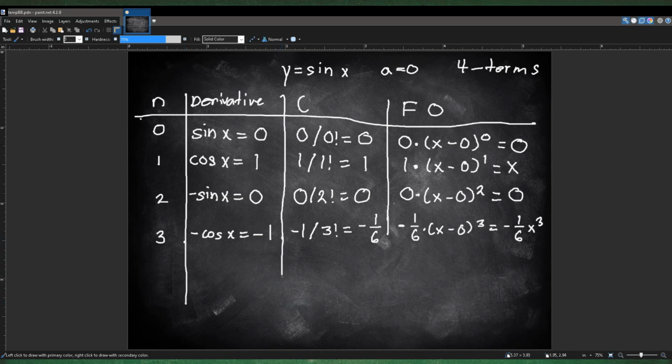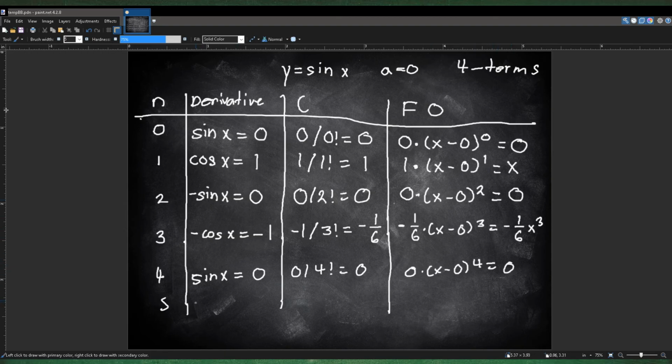So we need a 4 and we need a 5. The derivative of cosine of x is negative sine of x. So negative sine of x, and the sine of 0 is 0. 0 divided by 4 factorial is 0. So 0 times x minus 0 to the power of 4 is just 0.